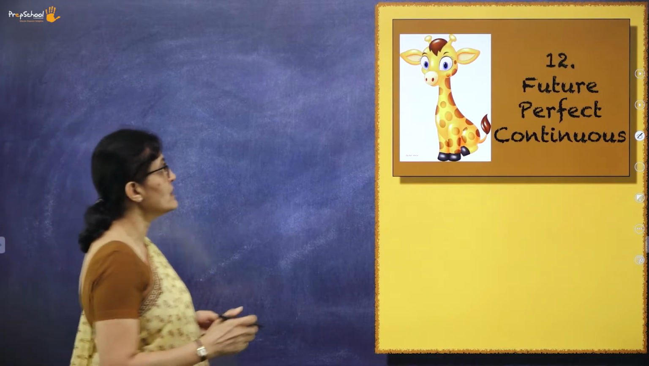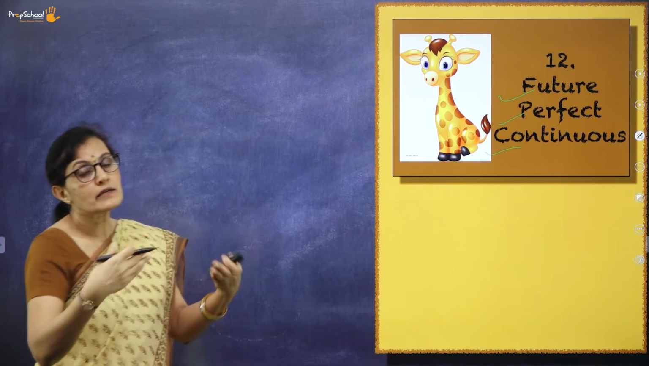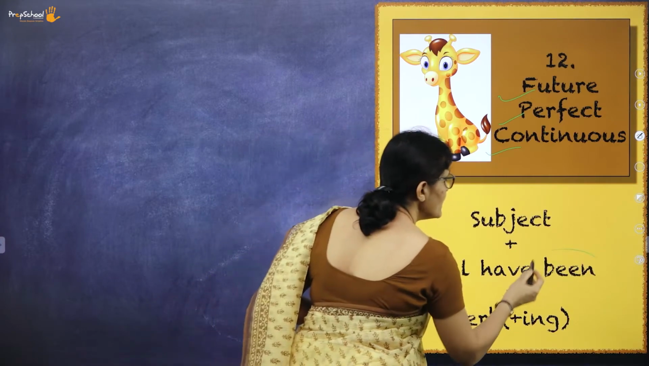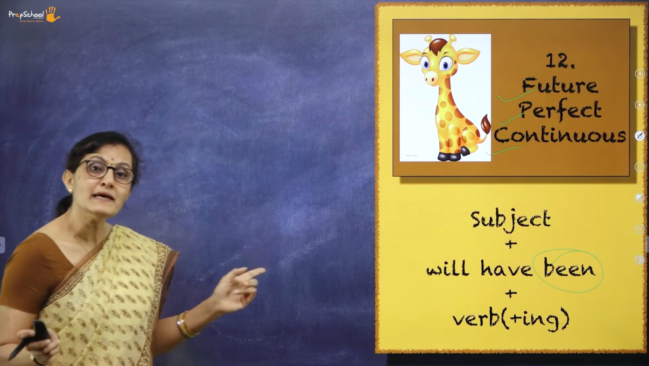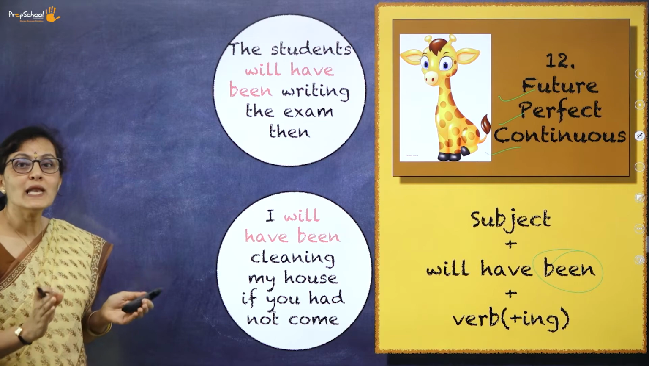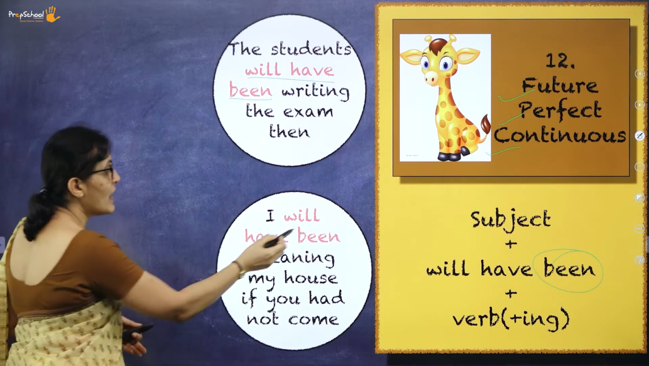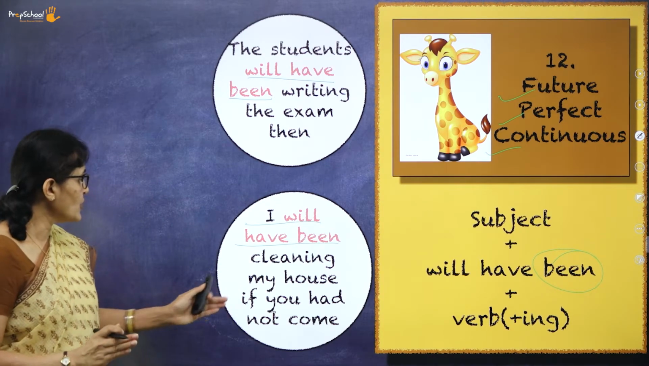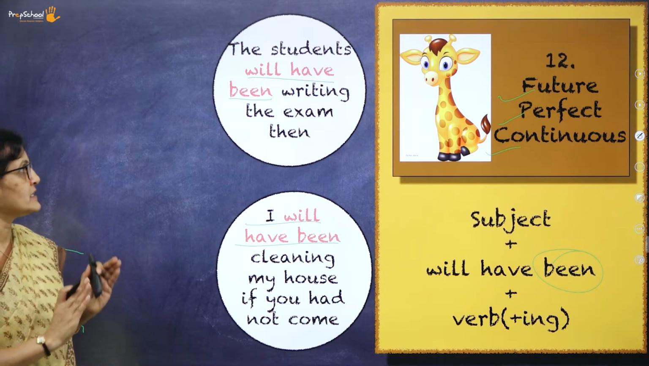Moving to the next one, future perfect continuous tense. You are doing it in future, it is perfect, but it is continuous. So you need to just add one been to the previous one. Subject will have been plus verb. So when you look at it, the students will have been writing the exam, or I will have been cleaning my house if you had not come. So that becomes the future perfect continuous tense.